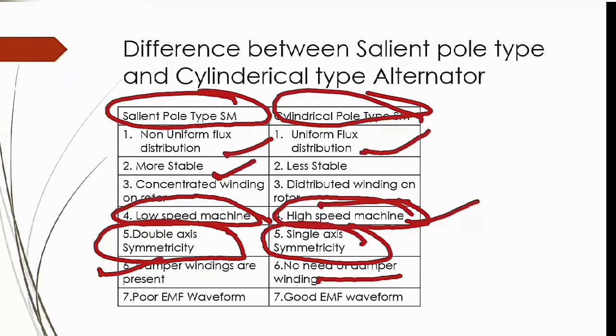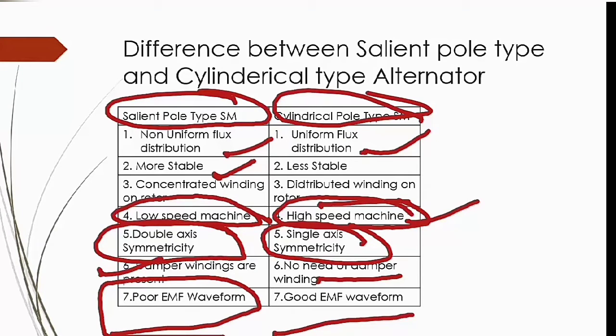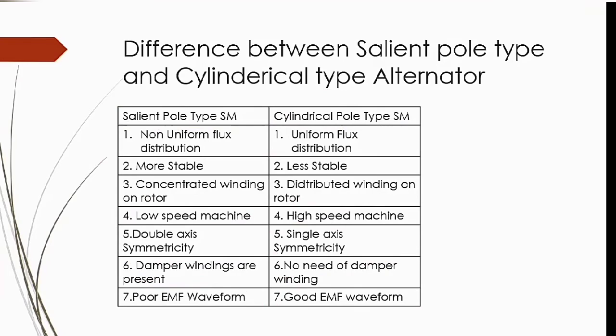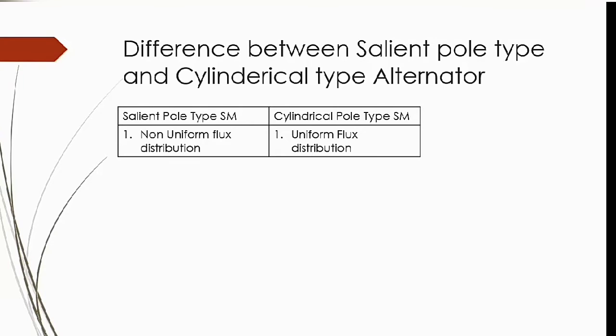The seventh one is poor EMF waveform for the salient pole type synchronous machine, and for the cylindrical pole type synchronous machine there is a good EMF waveform. So we have counted seven differences, and we will discuss these seven in full detail in the upcoming slides. Let's discuss the first one: non-uniform flux distribution and uniform flux distribution.